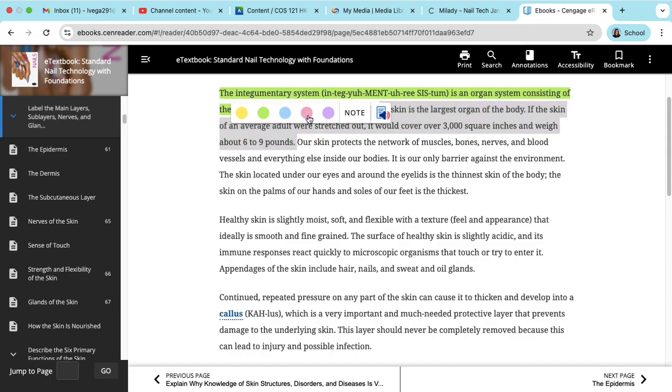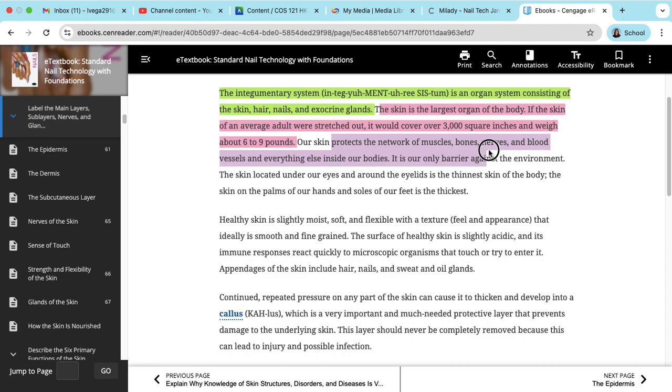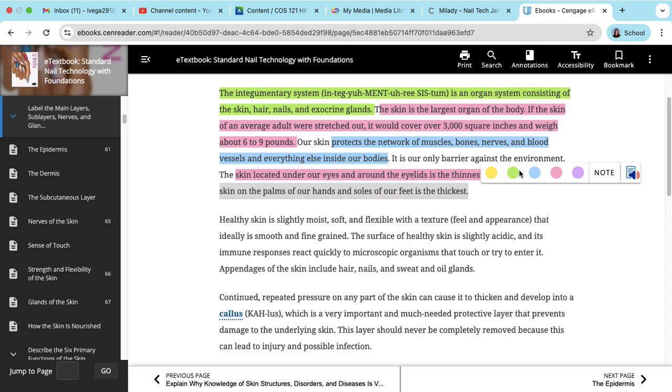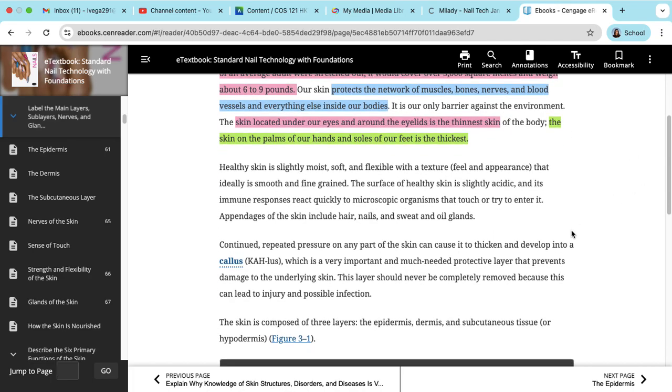I think this is important. And this is important too. It is our only barrier against the environment. The skin located under our eyes and around the eyelids is the tiniest. Very important too. The skin of the palm of our hands and the sole of our feet are the thickest. Healthy skin is slightly moist, soft, and flexible with a texture that ideally is smooth and fine grained.